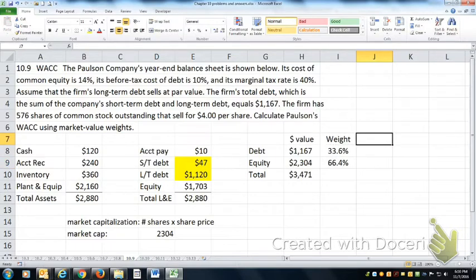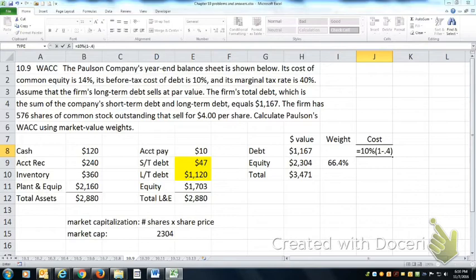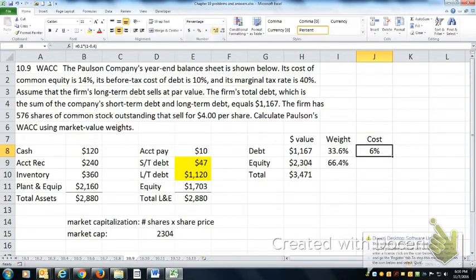The cost of the bonds, we're given up here. The before-tax cost of debt is 10%, and at a 40% tax rate, that would be the 10% yield to maturity times 1 minus the tax rate, so the after-tax cost. Excel doesn't like me using the percent sign in there. So 0.1 times 1 minus 0.4 will give us a 6% after-tax cost of debt.